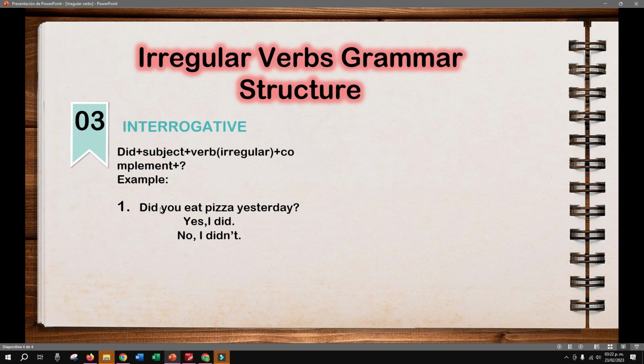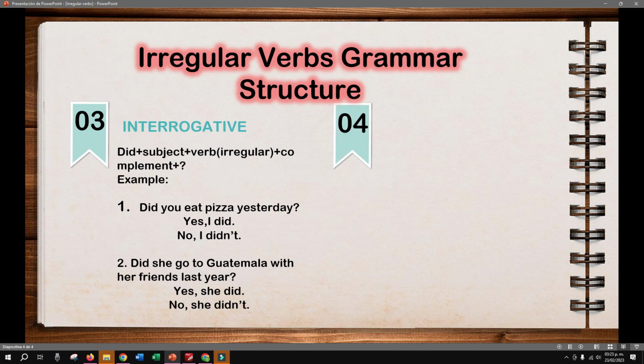First, the auxiliary did, the subject, the verb in the base form, and the complement and the question mark. Remember, this is a yes/no question, so you need to answer in a short way. We can say yes, I did, or no, I didn't, if it is negative, right? Did she go to Guatemala with her friends last year? Yes, she did. Or no, she didn't, right?